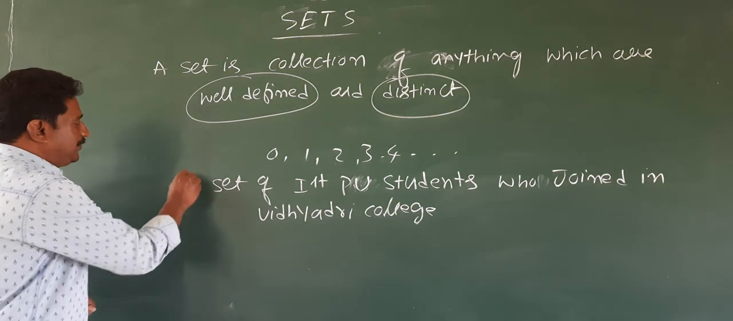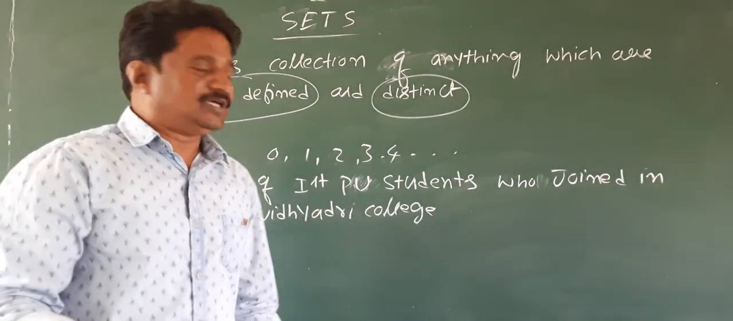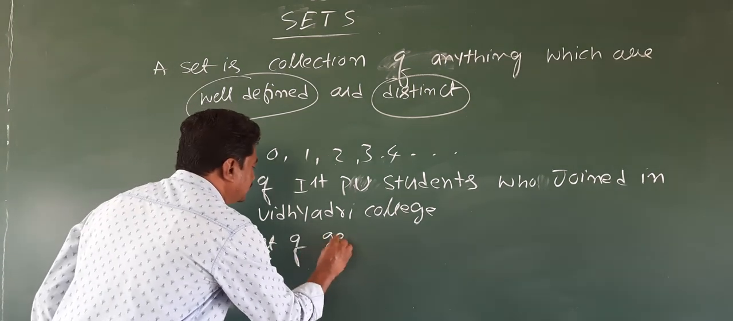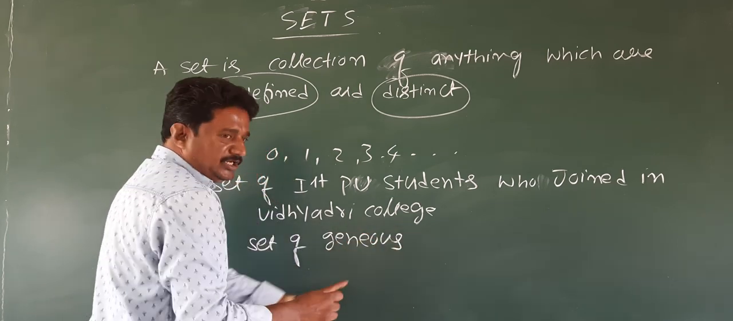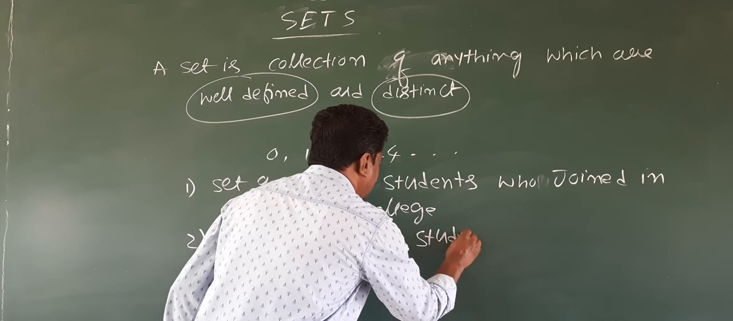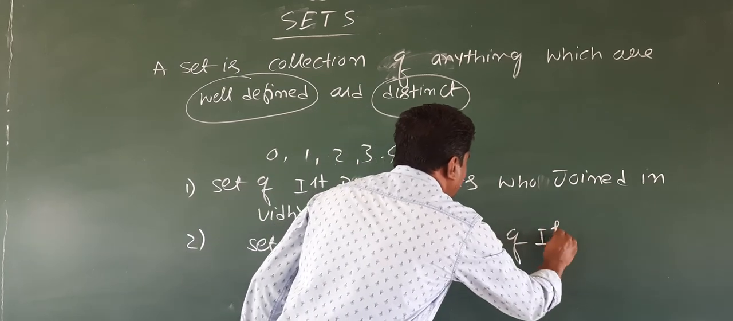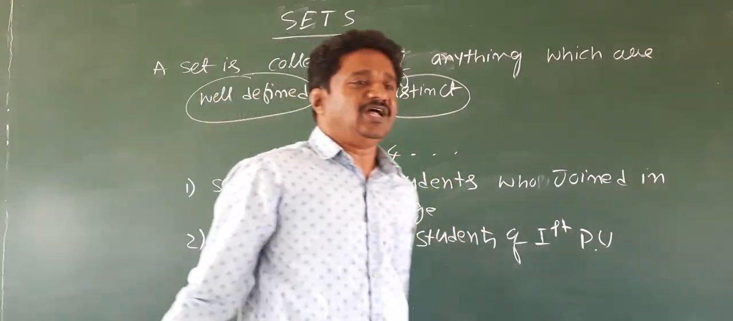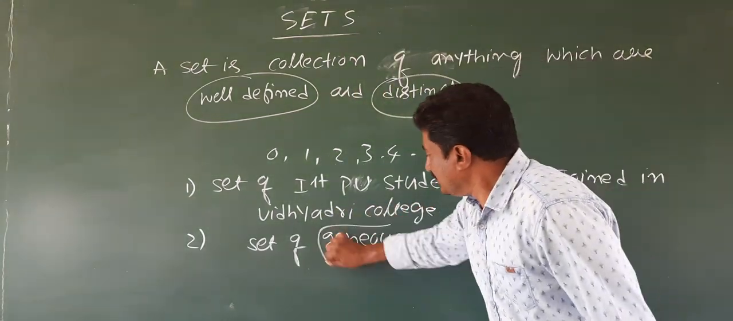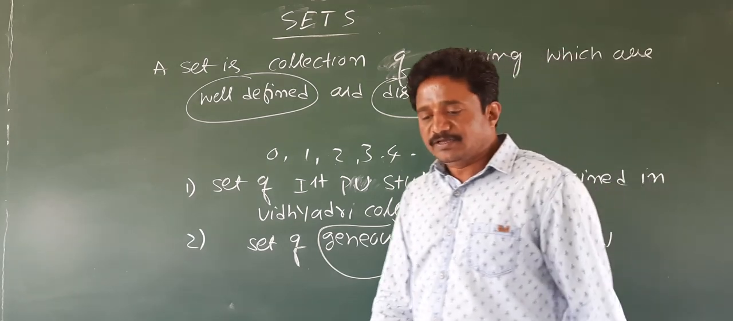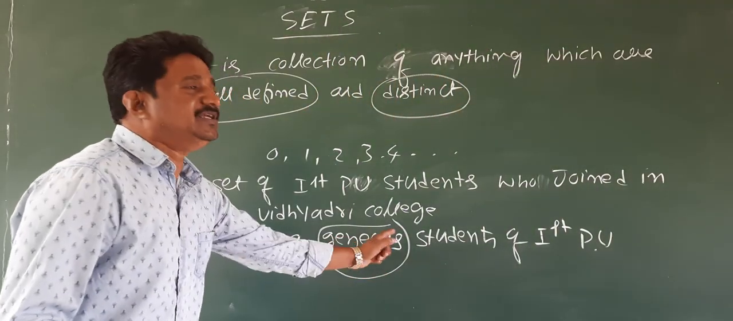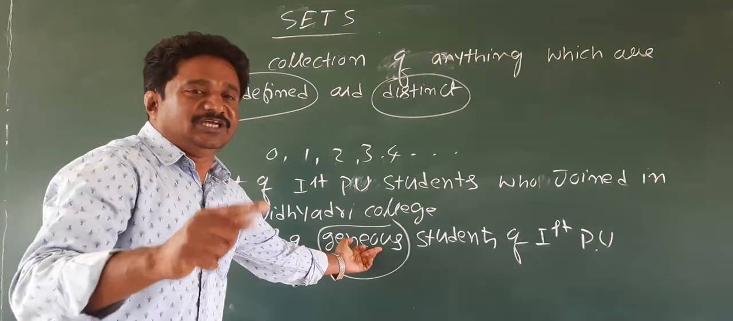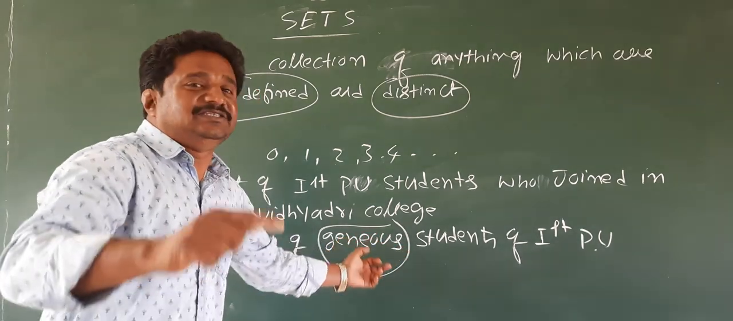So I take one more example. Set of genius students of first PU, is it a set, students? No, it is not a set, because the word genius cannot be defined. In what sense? We are talking about genius, in what sense is this word talked about.